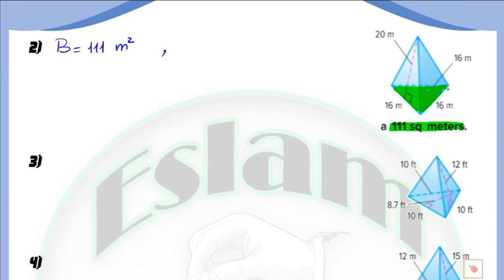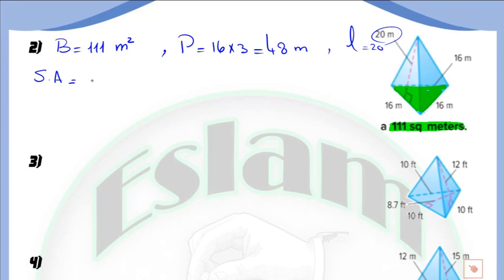The perimeter will be equal to the sum of the side lengths, because the base is a triangle. So it will be 16 plus 16 plus 16. So the perimeter will be equal to 16 multiplied by 3, which equals 48 meter. We know that the slant height will be equal to 20. That will be the slant height.